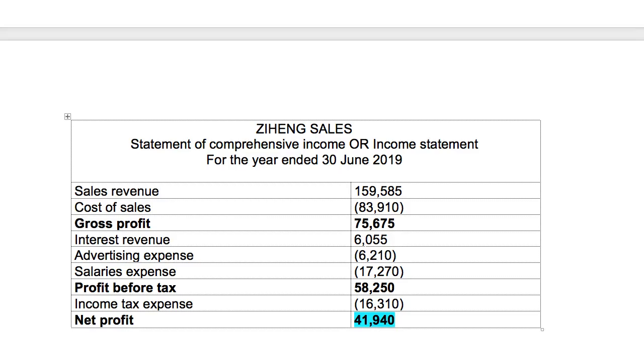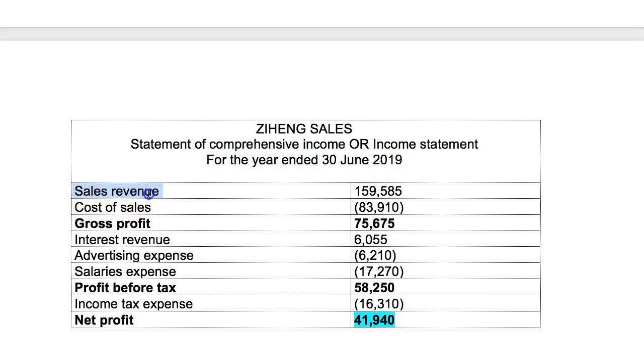So is this what you got for your statement of comprehensive income? Don't forget you need to start with a beautiful heading. With your beautiful heading, it should be the who, the what, and the when. The who is the business name, the what is what statement are we doing, and the when is the date. And your date needs to follow this exact format for the year ended 30 June 2019.